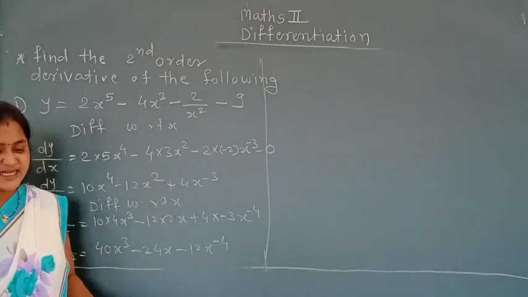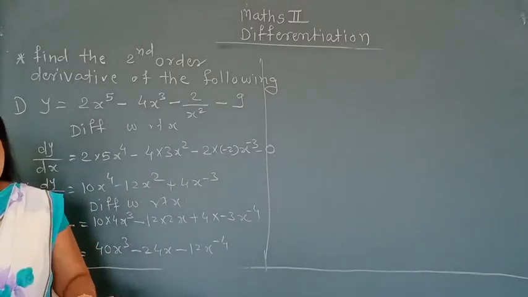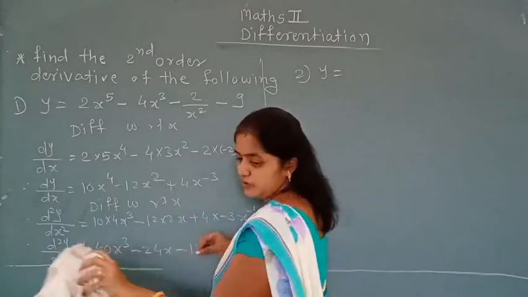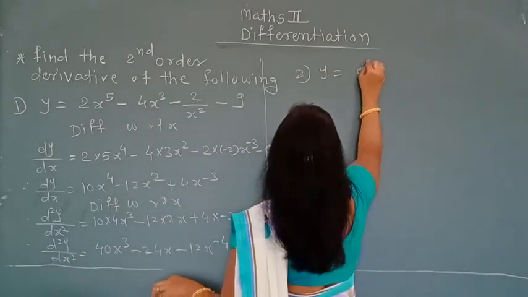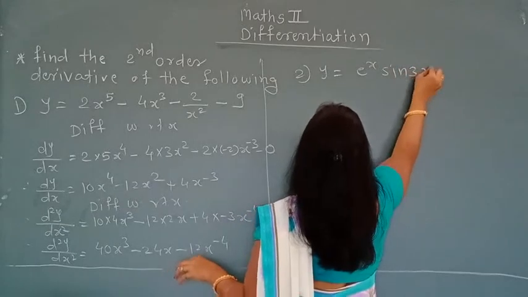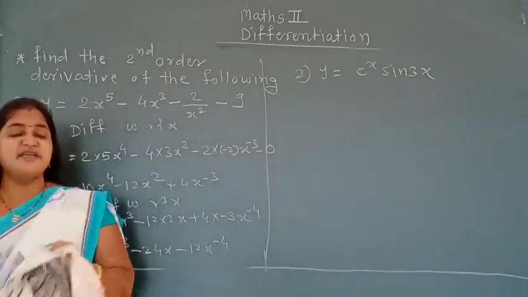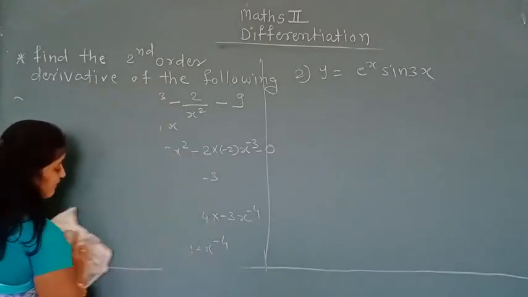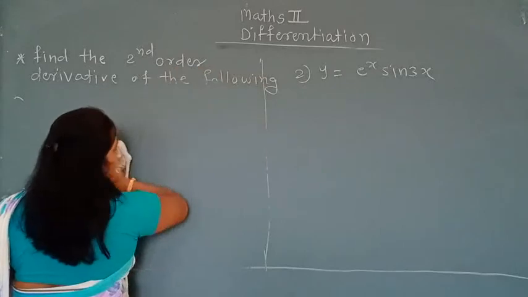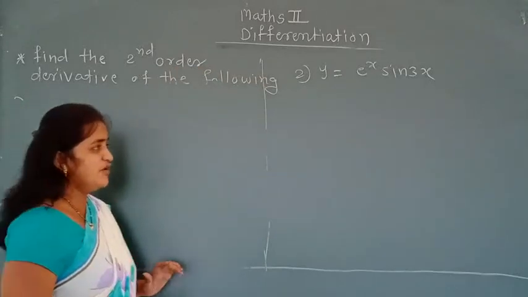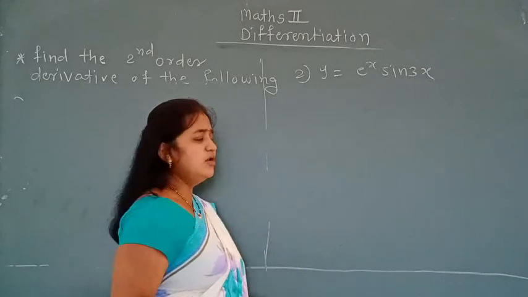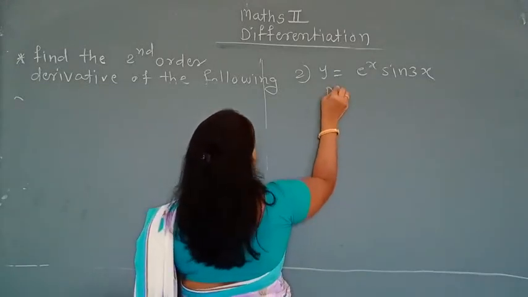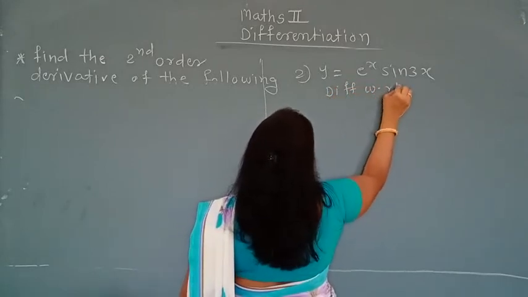So now next example, y is equal to e raised to x sin 3x, and I want the double derivative of y with respect to x, meaning the second derivative of y with respect to x. So here the given function is expressed in the u into v rule. So we can use the u into v rule, the product rule of differentiation. So differentiate with respect to x.